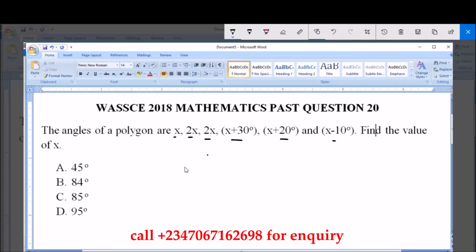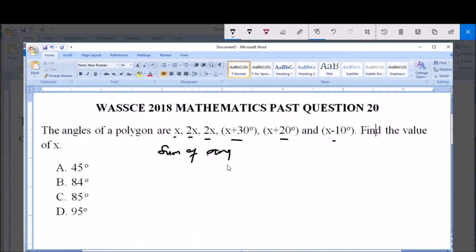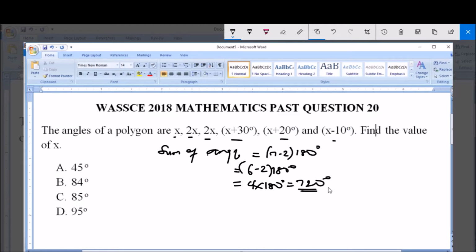determine the sum of angles of this polygon using the formula that says the sum of angles of a polygon is equal to n minus 2 multiplied by 180 degrees. And we have that the number of sides of this polygon is 6, so we can simply say 6 minus 2 multiplied by 180 degrees, and this is equal to 4 multiplied by 180 degrees, which is equal to 720 degrees. So this is the sum of the interior angles of this polygon.